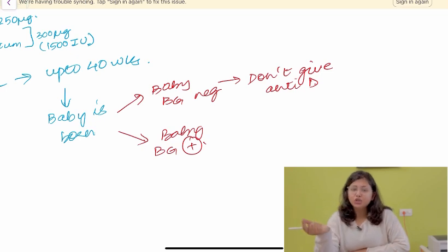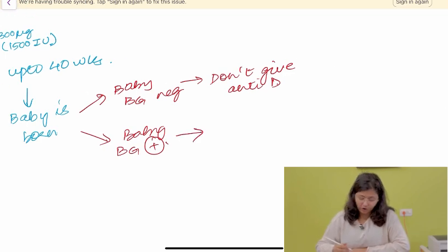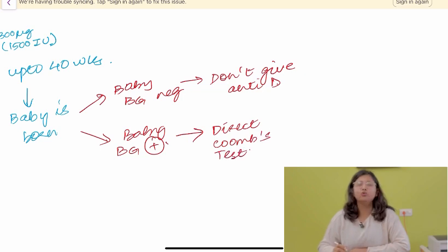And this is a variation of a question which they might give to you, not in NEET, but in INI. If the baby's blood group is positive, I do not necessarily need to give anti-D. So what will decide whether I need to give this anti-D or not? We conduct a test which is called the direct Coombs test. We talked about the indirect Coombs test. Now we are going to talk about the direct Coombs test.